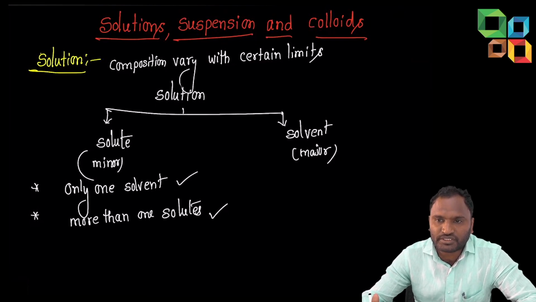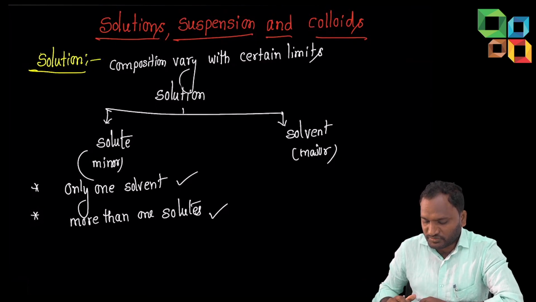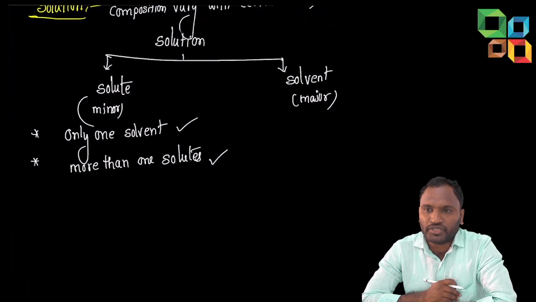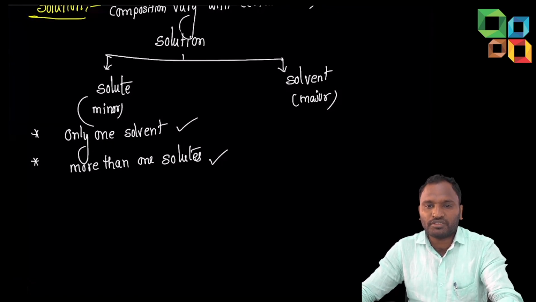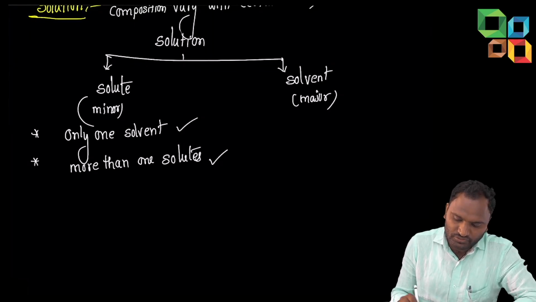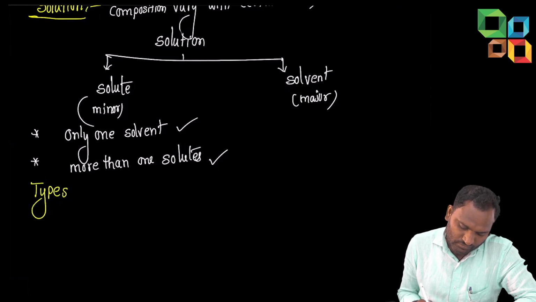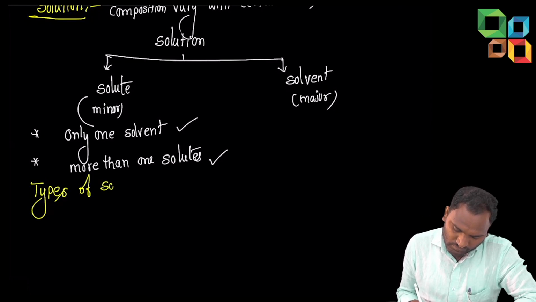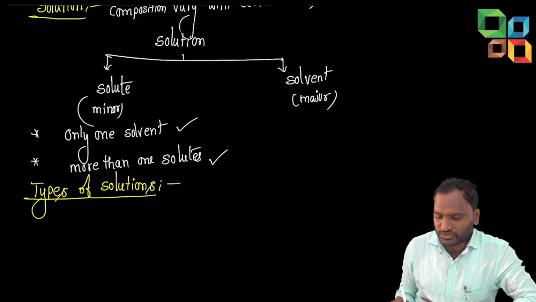Homogeneous and heterogeneous mixtures I explained. A solution is a homogeneous mixture containing two components, solute and solvent. Solute is present in minor quantity, solvent in major quantity. Next, types of solutions, students. Heading: types of solutions.